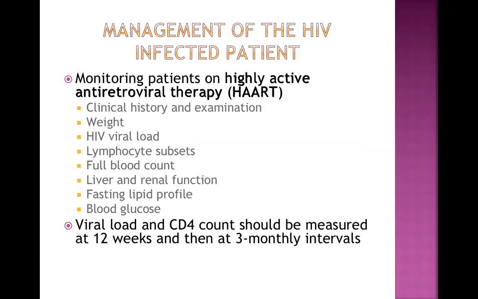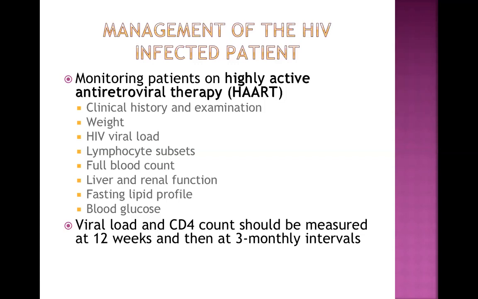Taking of the weight. Measurement of the HIV viral load, which has to be consistently going downwards. And once they reach consistently less than 50 copies per ml of the plasma, they will be satisfied. Measurement of the lymphocyte subset, CD4 cell count, CD8 cell count. Full blood count, we do that routinely. Liver and renal function test, fasting lipid profile, probably this may be a side effect of protease inhibitor, and even the blood glucose, which may be high again after protease inhibitor use. These are the routine monitoring tests.